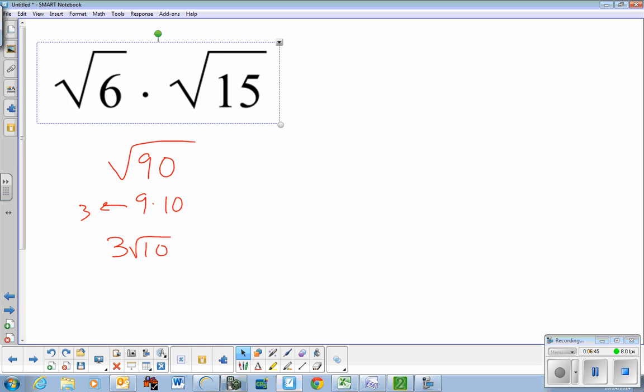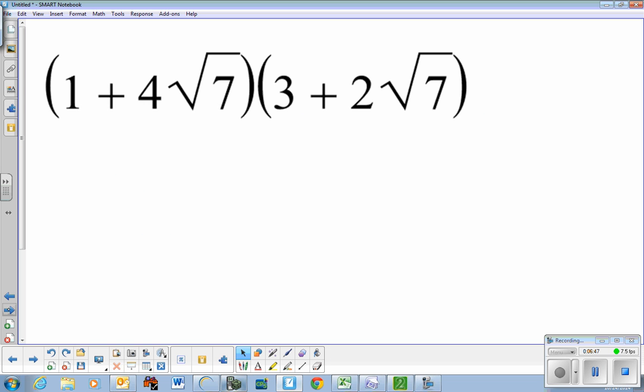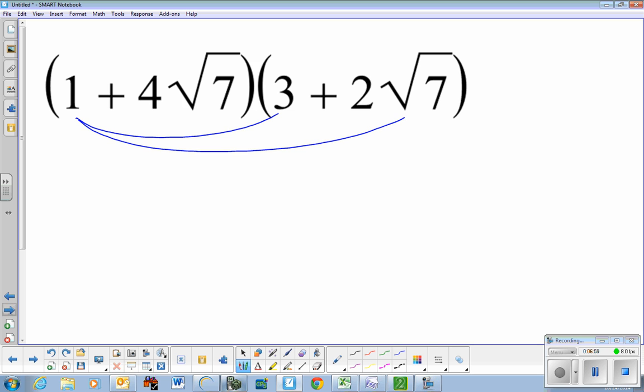So there's multiplying. What about multiplying like this? All right, we have multiplied polynomials where we distribute, FOIL, if you want to call it that. This is just going to have some radicals in it. So I need to do the 1 distributed to both. I need to do the 4 square root of 7 distributed to both, and then simplify. All right, 1 times 3. 1 times 2 square root of 7. 4 square root of 7 times 3.